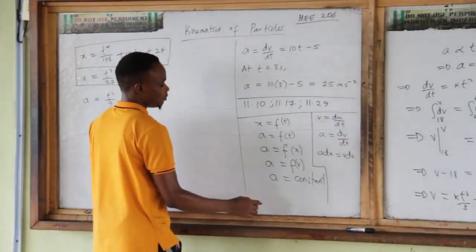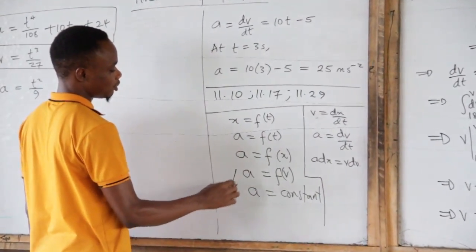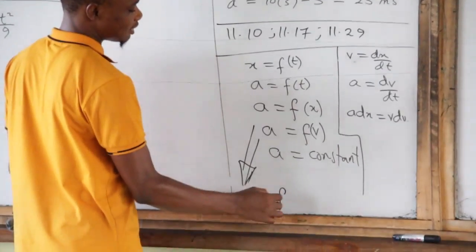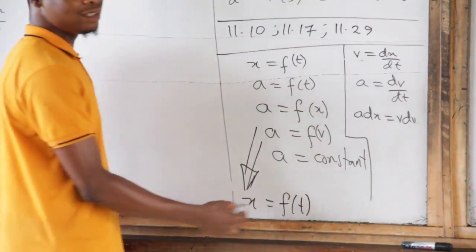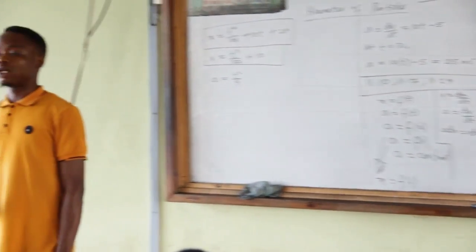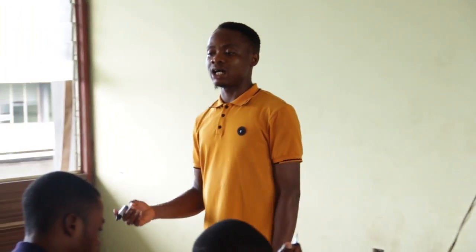So the destination in all cases is being able to obtain x as a function of time. Once this is obtained, we say the motion is defined, because with that, you can obtain every other parameter for the moving body. Does that make sense to you? Okay, so that is the idea here.